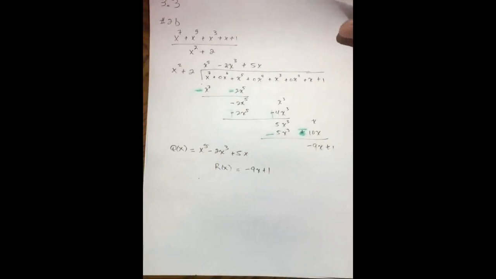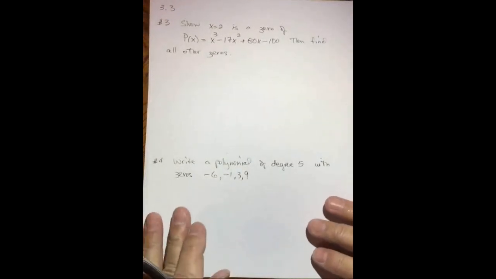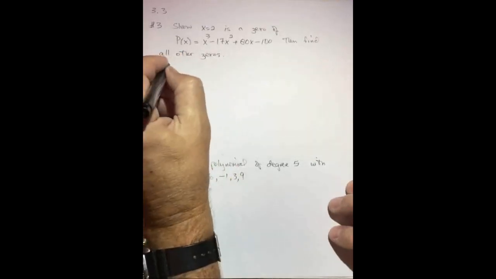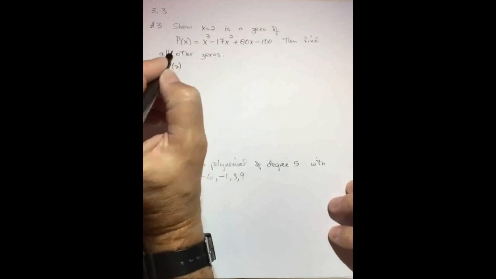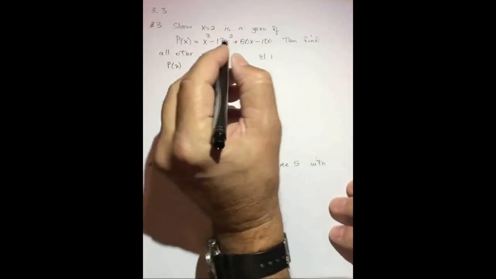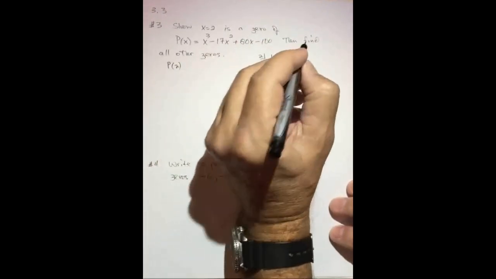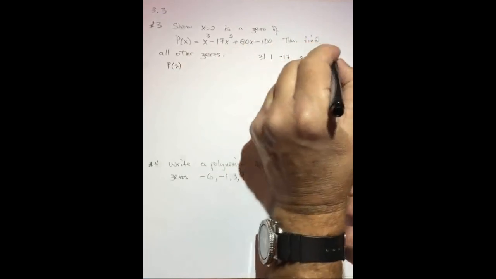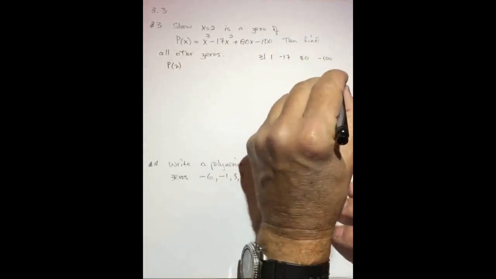Okay, now I've got one more to look at from section 3.3. This is problem 3. It says, show x equals 2 is a 0 of this polynomial, then find all the other zeros. Well, I want to use the remainder theorem. I want to take and plug 2 in for x. And we know the easiest way to do that is synthetic division. Degree 3, degree 2, degree 1, so there's no missing terms. Okay, got them all in there.